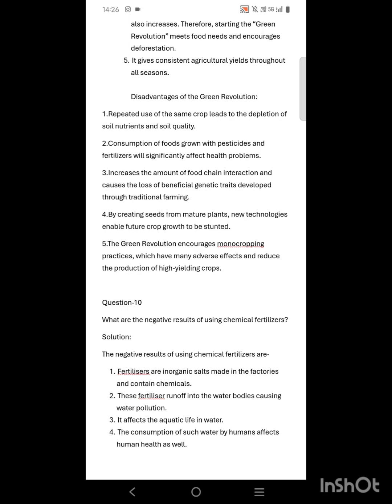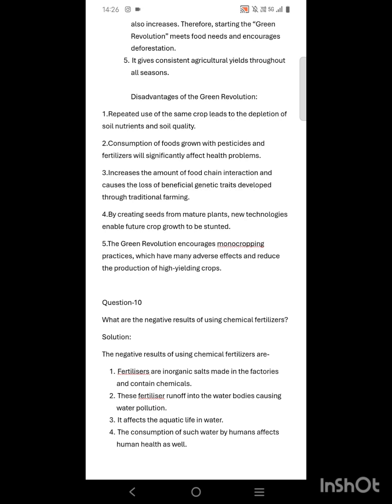Increases the amount of food chain interaction and causes the loss of beneficial genetic traits developed through traditional farming. So due to the use of those kind of chemicals, there is a certain amount of food chain interaction, and it is causing the loss of beneficial genetic traits developed through traditional farming. By creating seeds from mature plants, new technologies enable future crop growth to be stunted.